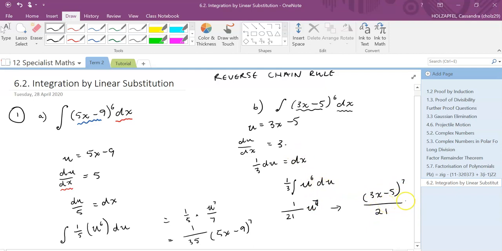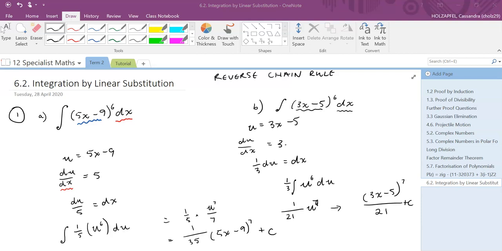Plus c. We've always got to do plus c. I'm a maths teacher and I even forget this stuff, so I do apologize. So we always have to add that plus c on the end there. So those are some nice simple examples of integration by linear substitution using the reverse chain rule.